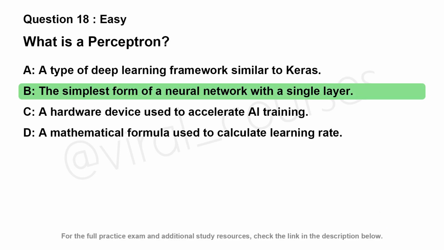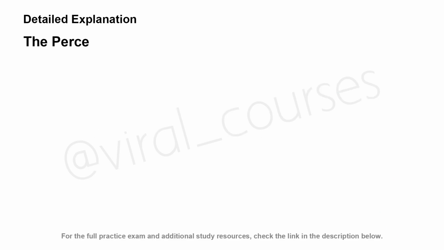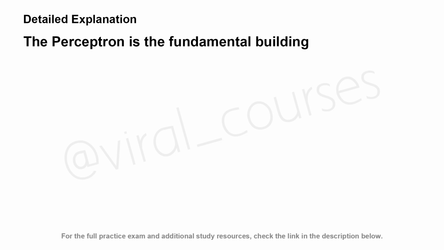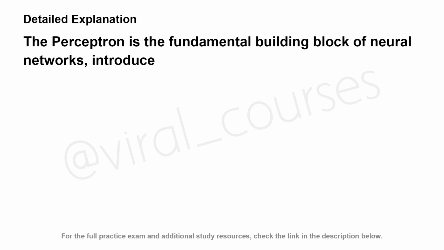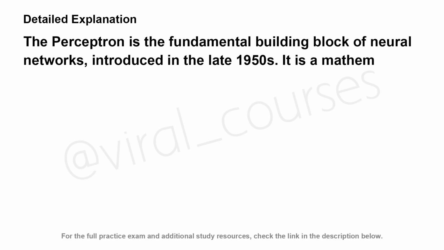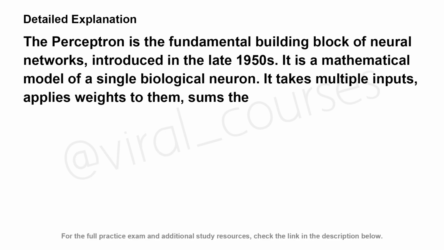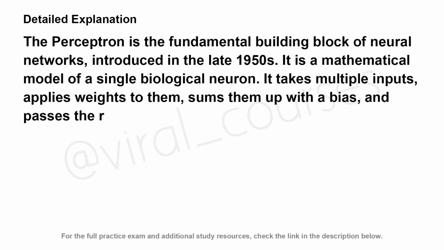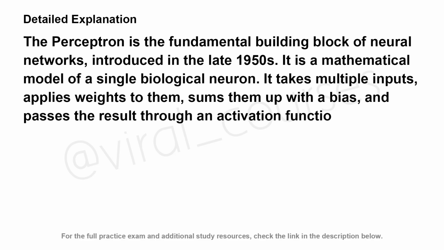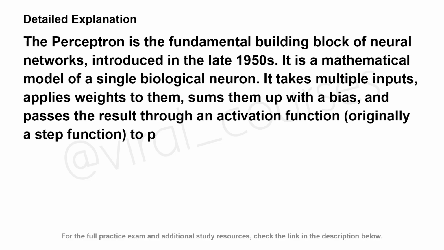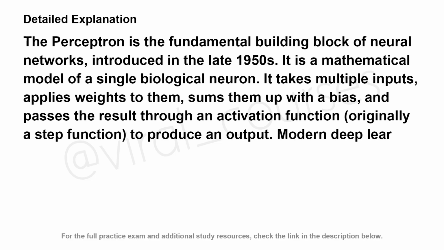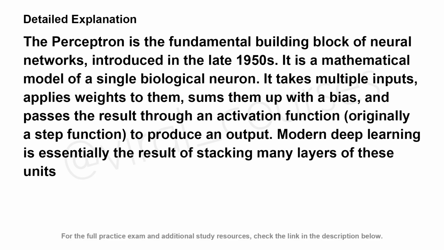The correct answer is B. The perceptron is the fundamental building block of neural networks. Introduced in the late 1950s. It is a mathematical model of a single biological neuron. It takes multiple inputs, applies weights to them, sums them up with a bias, and passes the result through an activation function, originally a step function, to produce an output. Modern deep learning is essentially the result of stacking many layers of these units. Multi-layer perceptrons.